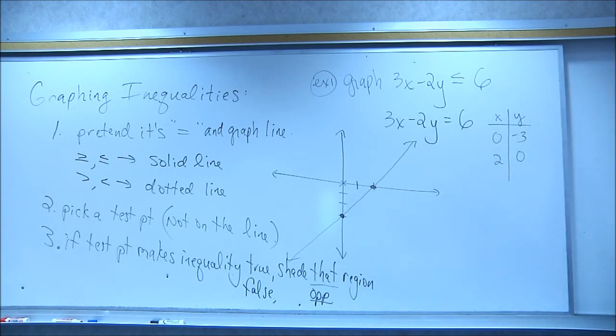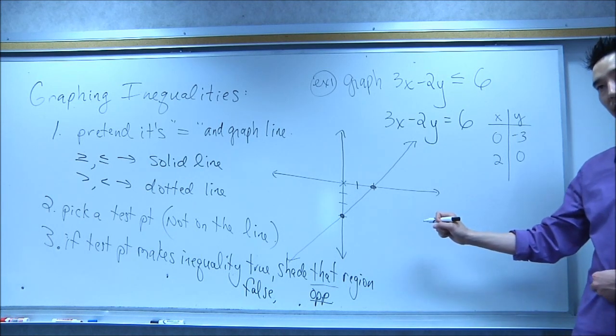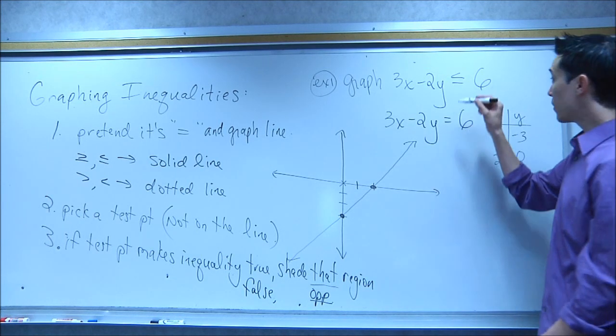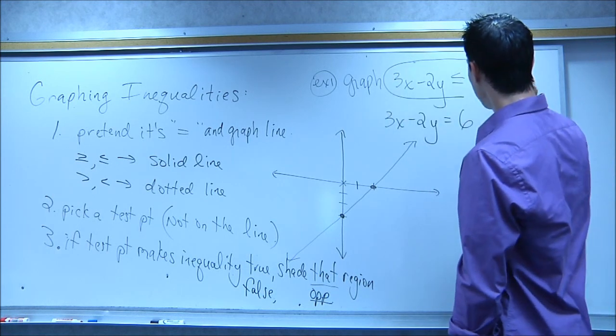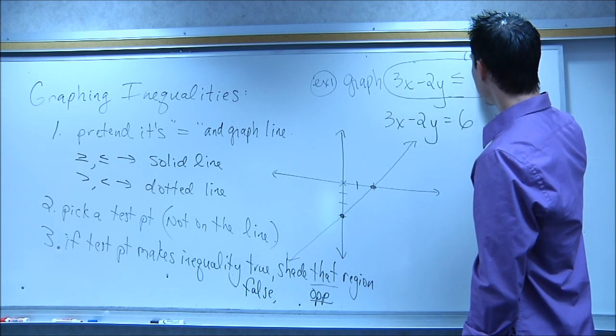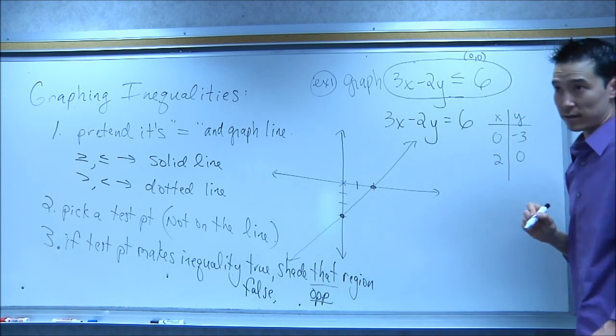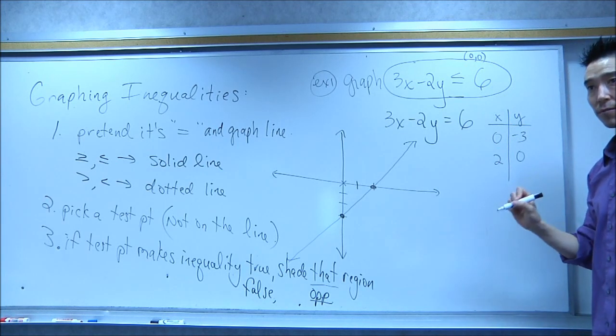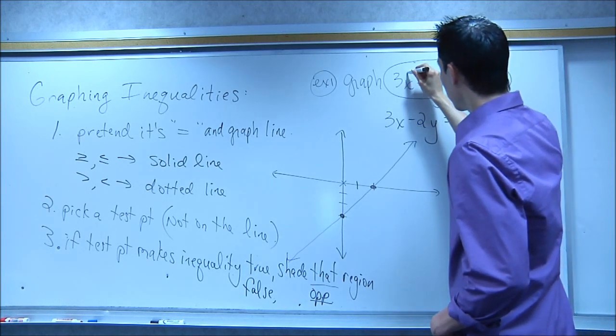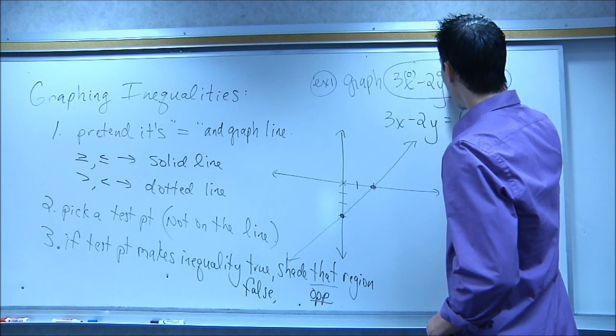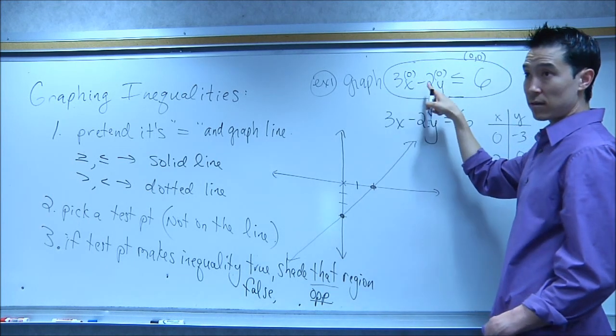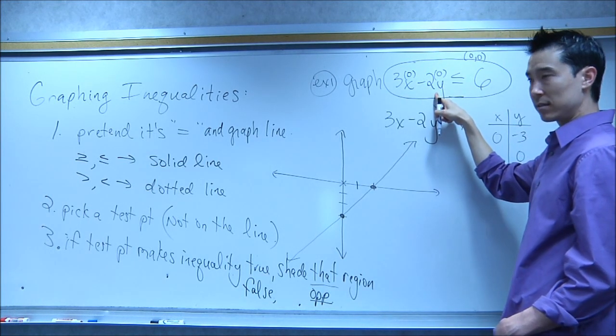So all I have to do now is to see if this test point makes it true or false. What test point did I pick again? 0, 0. So I'm going to go back to the original inequality, and I'm going to plug in 0, 0. My x value is 0, my y value is 0. And I want to see if this is true or false. So if I plug in a 0 right here and a 0 right here, you're going to get 3 times 0 minus 2 times 0. And what is that? 0.